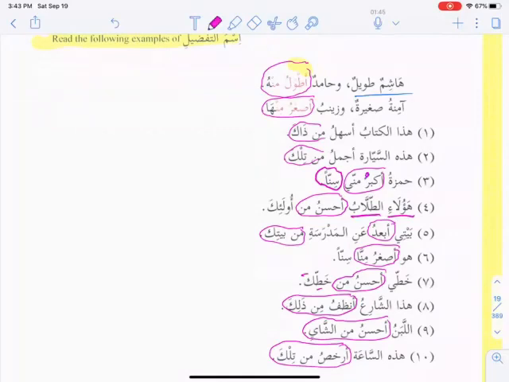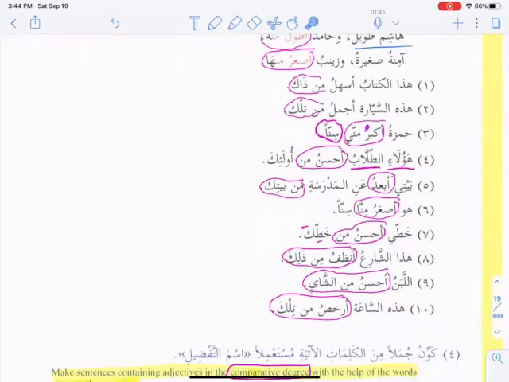Haza shariu. This street. Haza is mubtada, ashariu is badal, anzafu is khabar, min zaka. This street is cleaner than that. Al-labanu ahsanu min ash-shai. Al-labanu, milk. Your khabar is better. Why do I say better? Because min comes. Then tea is better than tea.